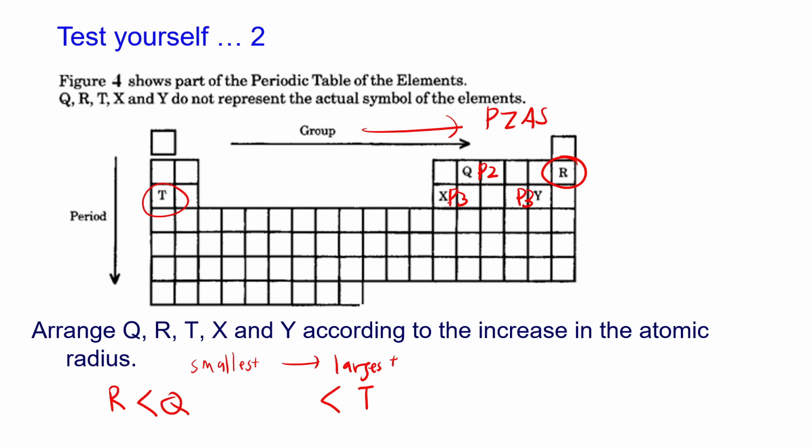Okay, between X and Y, we know across the period, atomic size decreases. So, between X and Y, the smaller one is Y. Then X. Okay, so this is the arrangement. Okay, so that's all. Later we will continue with part 2. Thank you.